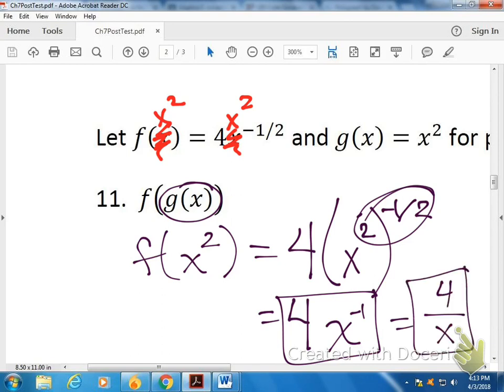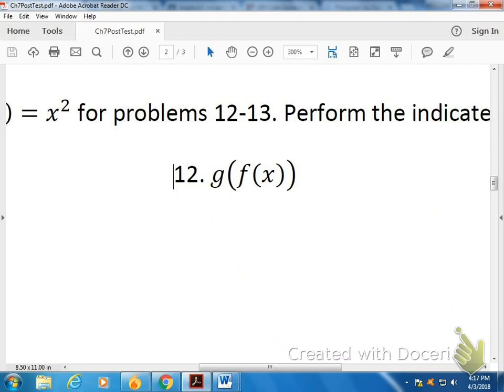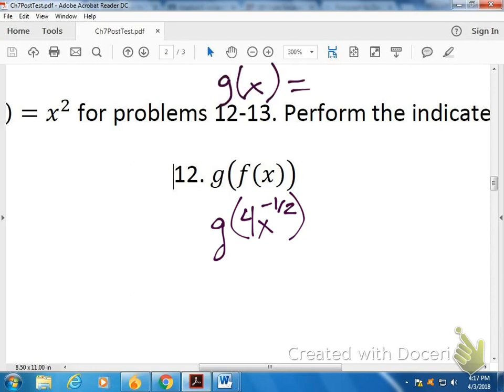Those are synonymous answers. So my paper got cut off, but we are going to take f's function and completely replace it in this position for g of x. So realize that f's function is 4x to the negative 1/2, but g's function, so what it says in the directions, g of x is equal to x squared. So what we're going to do is completely erase the old x and put in 4x to the negative 1/2 in both spots.